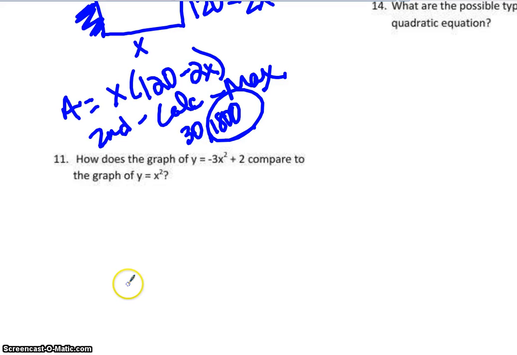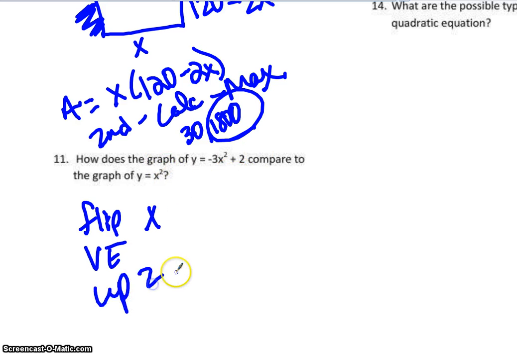Number 11, how does the graph y equal -3x squared plus 2 compare to the graph y equal x squared? We went from positive to negative, so that means we flipped over x. We went from no number to a 3, which got bigger, so that's a vertical expansion. We went from nothing at the end to a plus 2, so that sent it up 2.